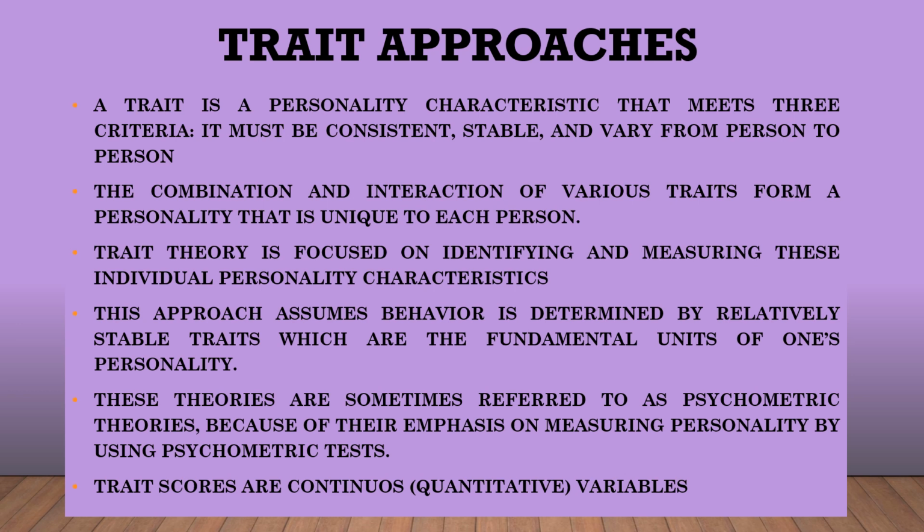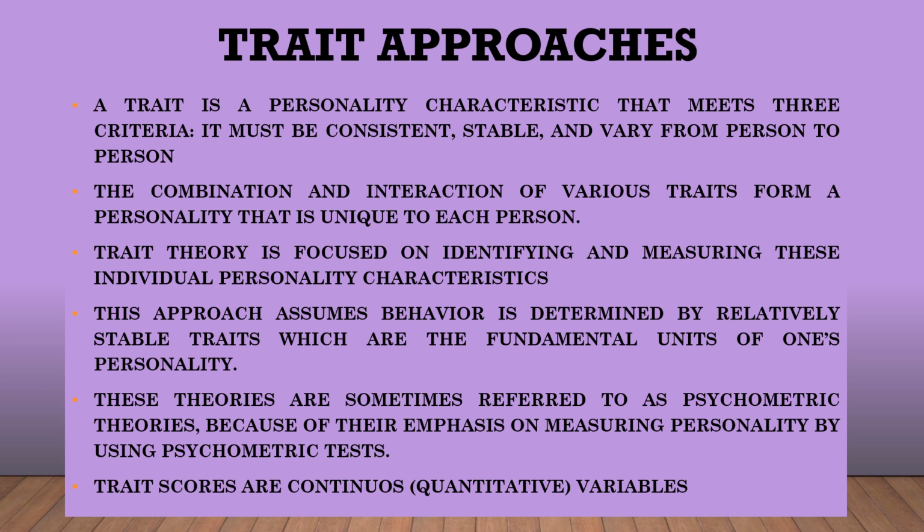Based on this definition, a trait can be thought of as a relatively stable characteristic that causes individuals to behave in certain ways. The combination and interaction of various traits form a personality that is unique to each person. Trait theory is focused on identifying and measuring these individual personality characteristics. The way psychologists have thought about personality, including how they define traits, has evolved over time.